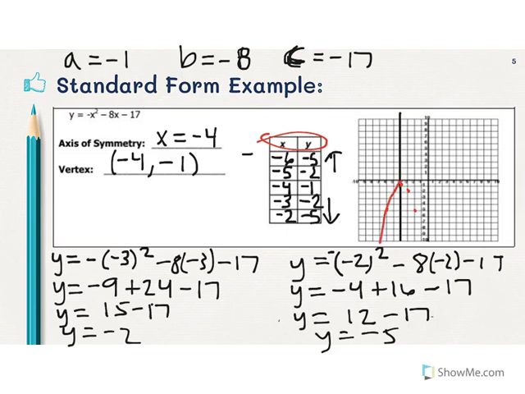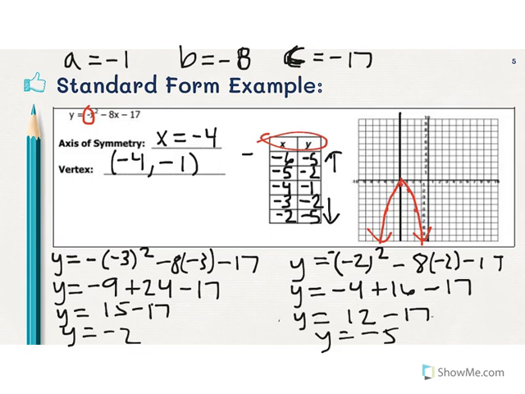So now we go ahead and connect our dots. This is a downward facing parabola because we had that negative symbol in front of that x squared right there. So that's what our downward facing parabolas, our sad face parabolas, are, because they have a negative a.